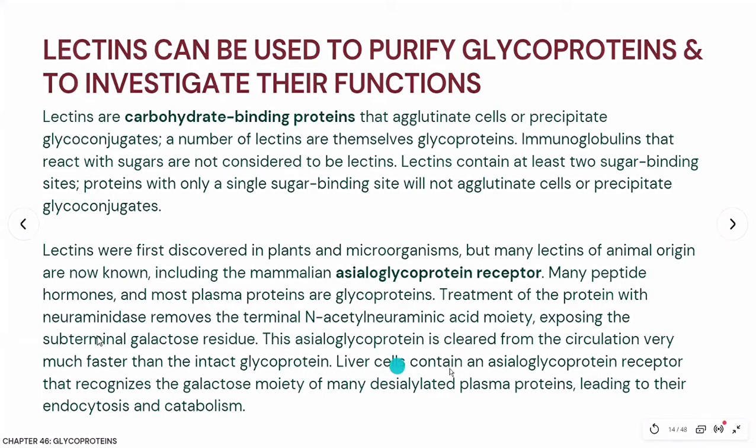Liver cells contain asialoglycoprotein receptors that recognize the galactose moiety. So the galactose that is attached there of the many desialylated proteins, meaning proteins in which the sialic acid has been removed. And then they are destroyed. So they undergo endocytosis and catabolism. They are taken in by the cell and they are catabolized.